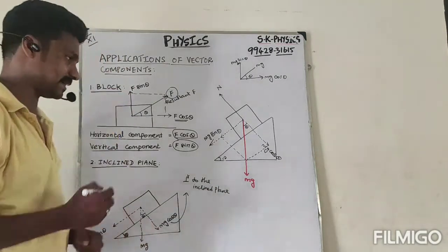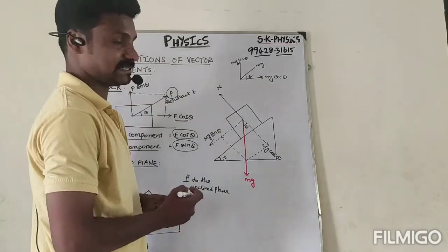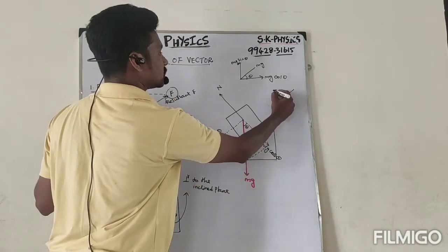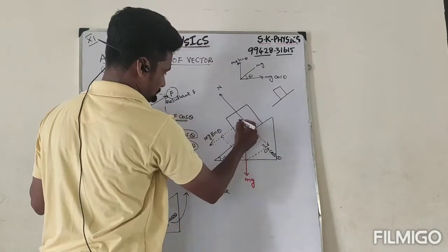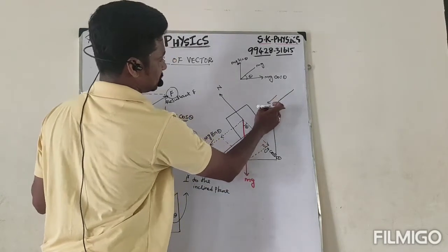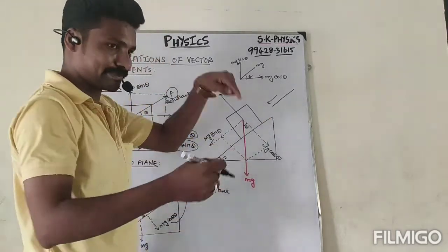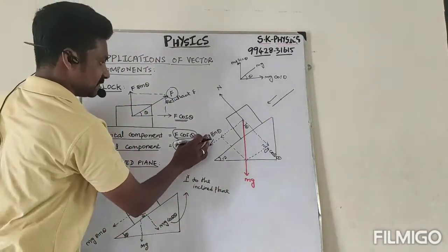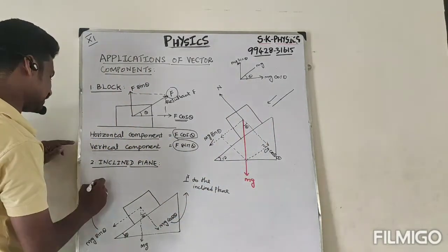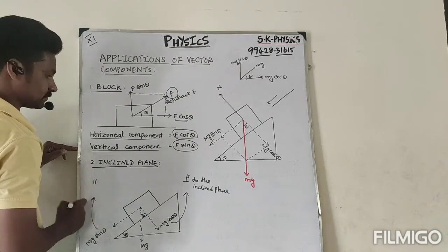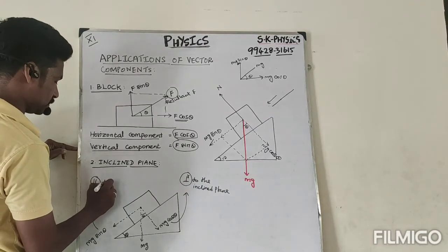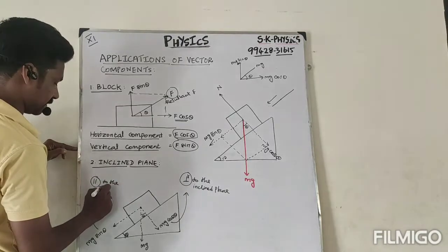Like that, see mg sin theta. See that this is the plane, this is the block, and this is mg sin theta. So please listen, students. With the inclined plane, mg sin theta is parallel. So we can say mg sin theta is parallel to the inclined plane. This is the perpendicular symbol, and this is the parallel symbol.